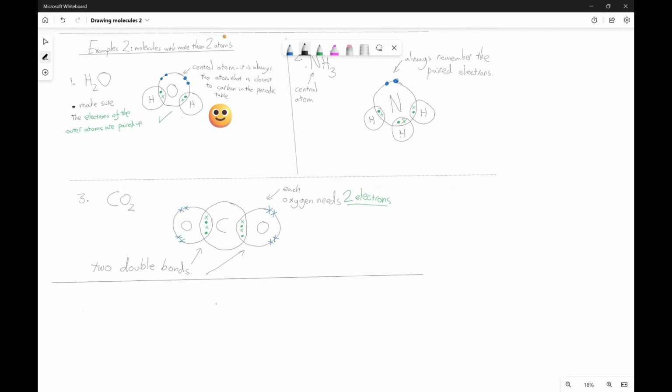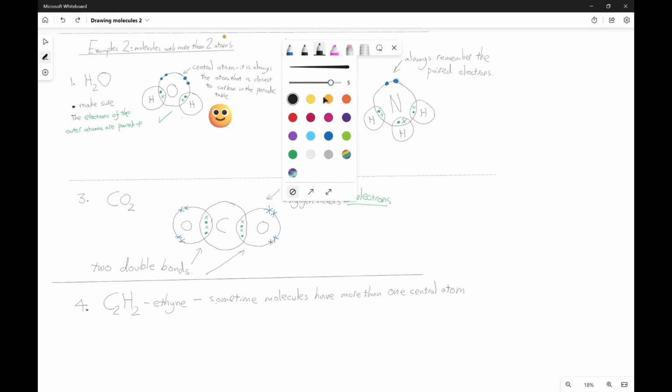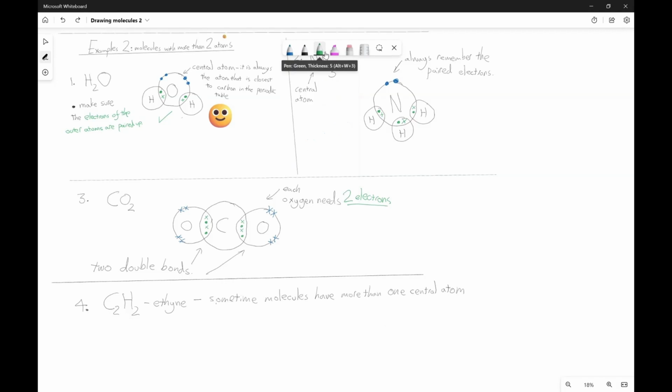The final example we're going to do is of C2H2, otherwise known as ethyne. Now, some molecules involve more than 1 central atom. And what we do with those, to make it clear, is we treat each central atom individually and then combine them at the end. So let's just quickly adjust the pen size to size 5, just to make it clearer. Good. Yep, do green.